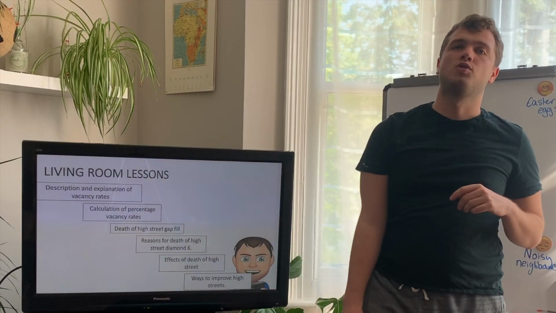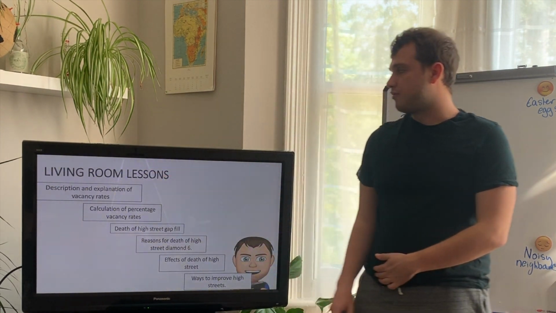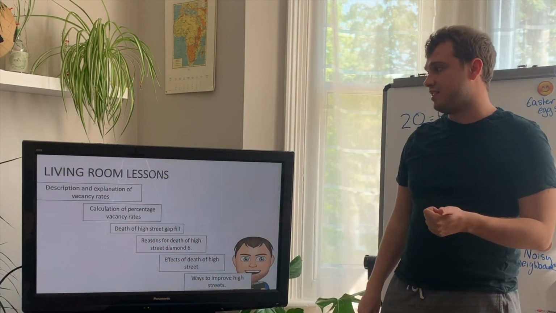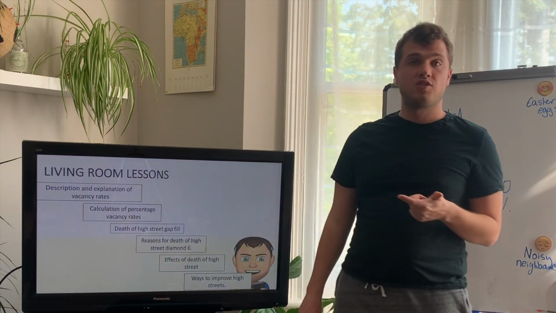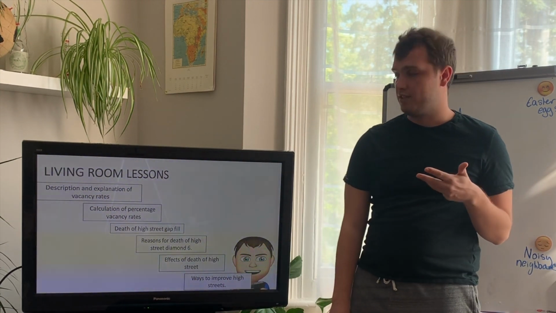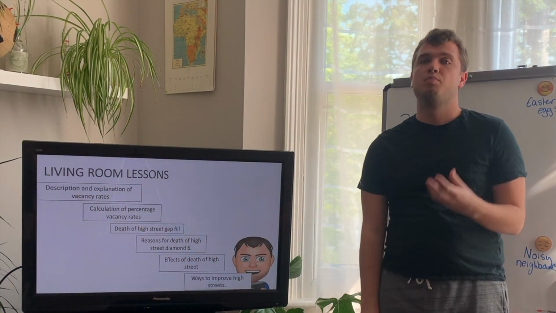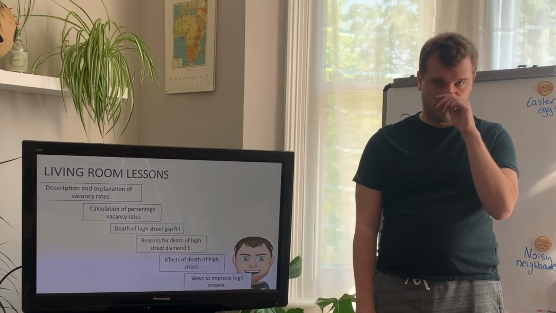Okay, well done. We've got to the end of our next lesson. So what you should have in your book by the end of this lesson is a description and explanation of vacancy rates, calculation of the percentage of vacancy rates, the death of the high street Gapville, reasons for death of the high street diamond 5, not 6, sorry I can't count, the effects of death of the high street, and then ways to improve the high street. If you haven't got all this stuff in your book, go back and have a look through it.